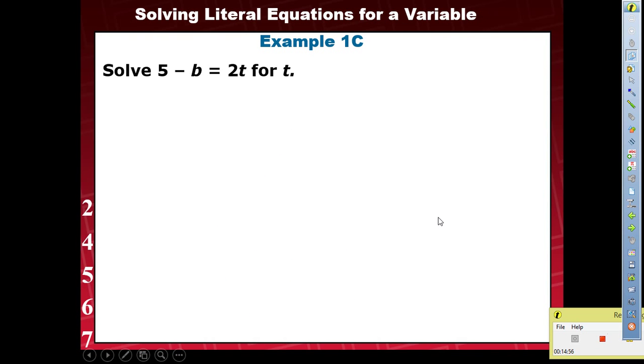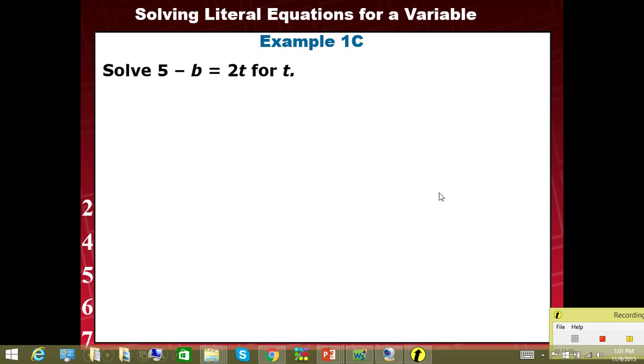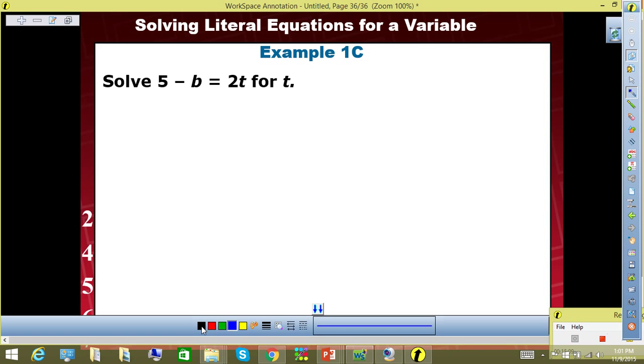Copy this one. Example 1C. Says solve 5 minus b equals 2t for t. See if you can do this one by yourself. And be careful. Well, actually, no, this is a straightforward one. I'll help you with the first step. There you go. You're welcome. That was so helpful, I can't understand now. Okay, thank you.